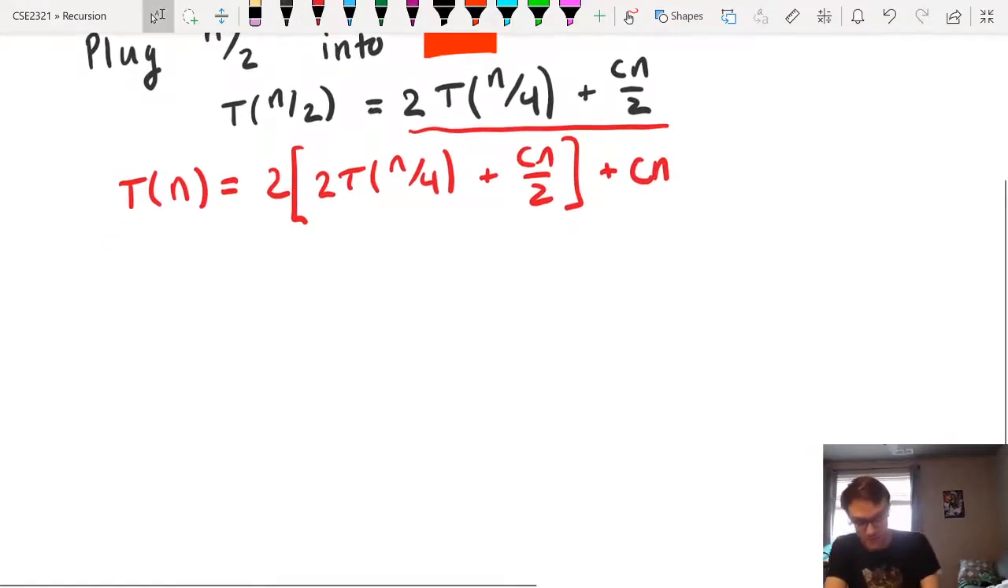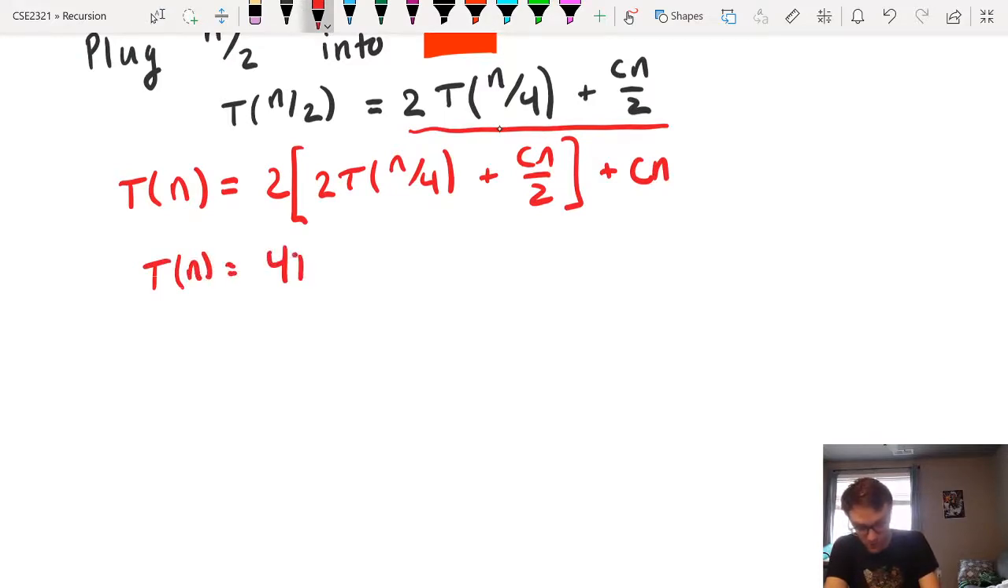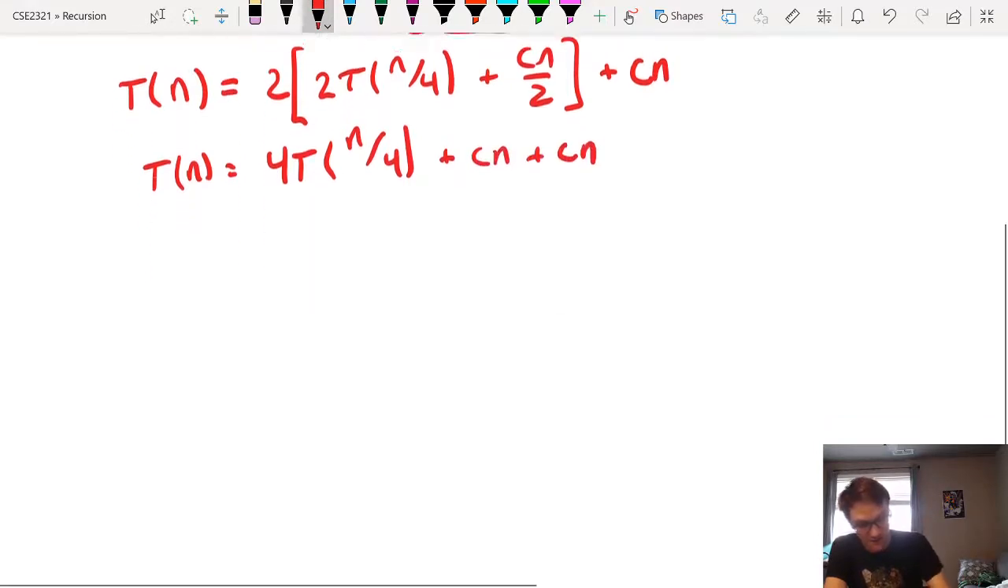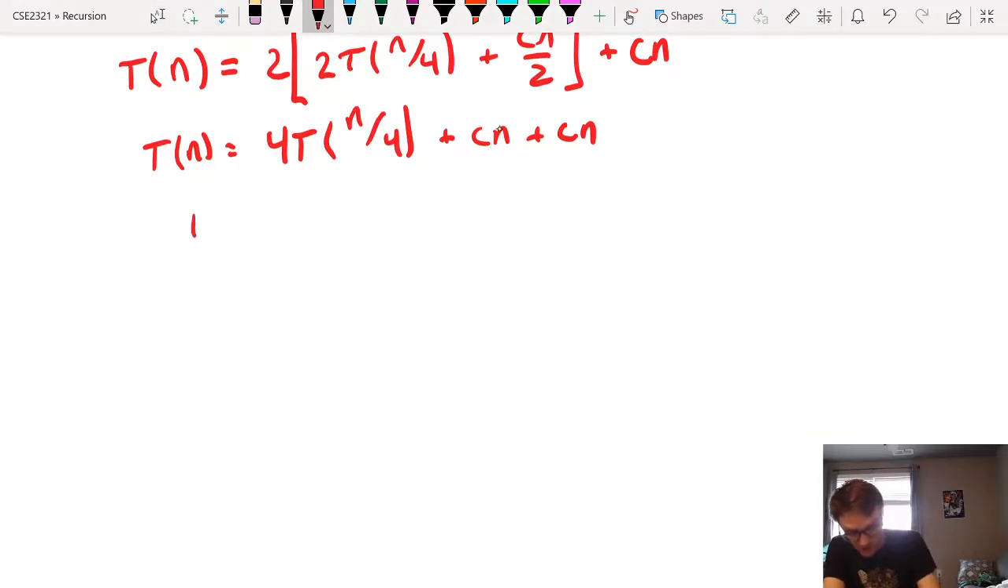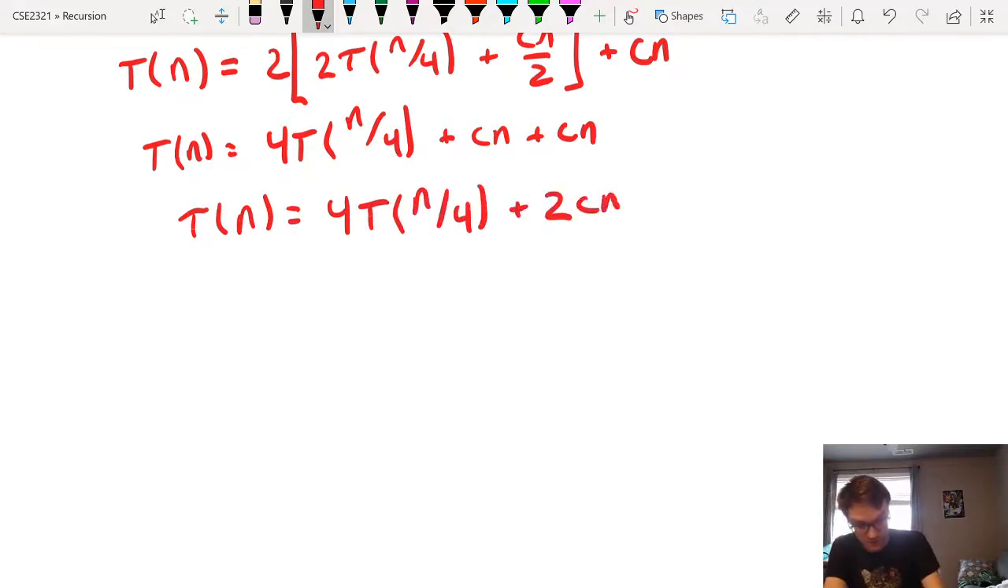Now maybe we do a bit of algebra here to see if we get any nice simplifications. We get t of n equals 4 t of n over 4 plus 2cn over 2 gives us cn plus cn. We can maybe group together those last two terms and have t of n equals 4 t of n over 4 plus 2cn.